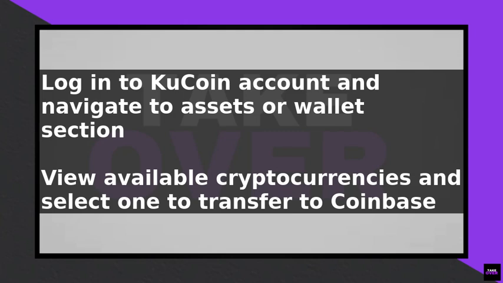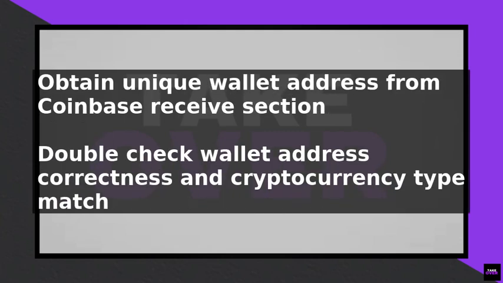Now, go back to your KuCoin account and initiate the transfer by selecting the Send or Withdraw option. Enter the Coinbase wallet address you obtained earlier, and make sure to select the correct network for the transfer, such as the Ethereum network for ERC20 tokens.